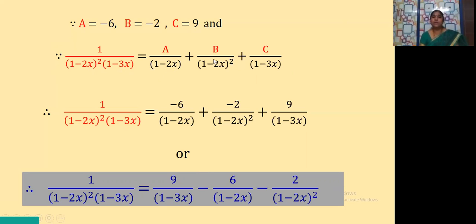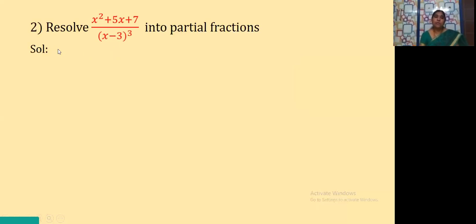So on the whole, that is partial fractions. So like this we have to do the sums. Clear, children? Now let us see another sum. What is the question here? Resolve (x square plus 5x plus 7) by (x minus 3) whole cube into partial fractions.